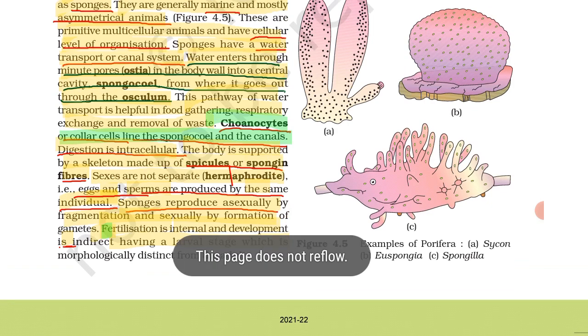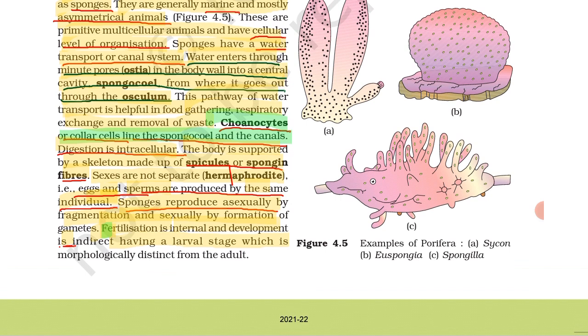See figure 4.5, the diagrams. You have to keep these diagrams in mind very carefully, because they may give a diagram and ask you to label it, to give its proper name or phylum, or to say in which diagram the water transport or canal system is seen. So identify these diagrams carefully. Diagram A is Cycon, B is Euspongia, and C is Spongilla.